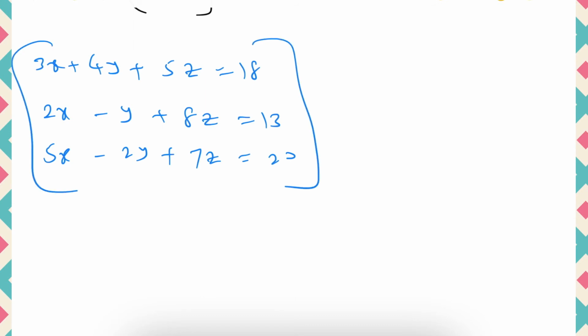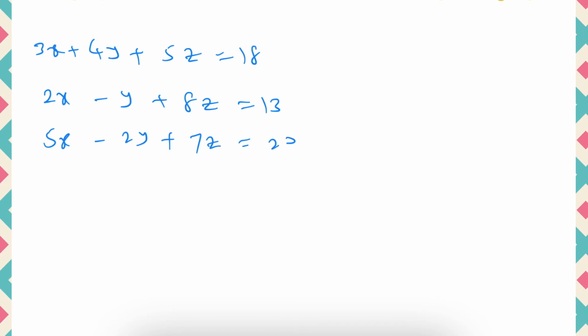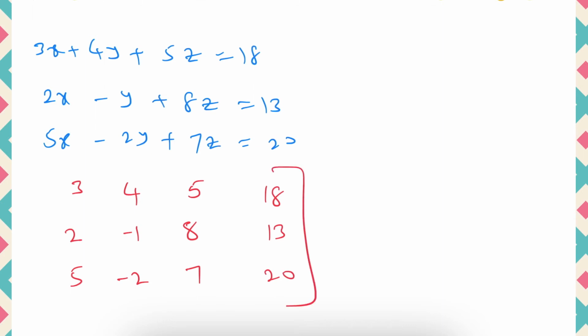Okay, now in this, sorry, why I kept brackets. Now in this, matrix A and matrix D, both together we need to write. So x coefficient is 3, y coefficient is 4, z coefficient is 5, and constant is 18. X coefficient 2, y coefficient minus 1, z coefficient 8, and constant is 13. Then x coefficient is 5, y coefficient is minus 2, z coefficient is 7, and the constant is 20. Now this matrix is nothing but the augmented matrix, or simply AD.